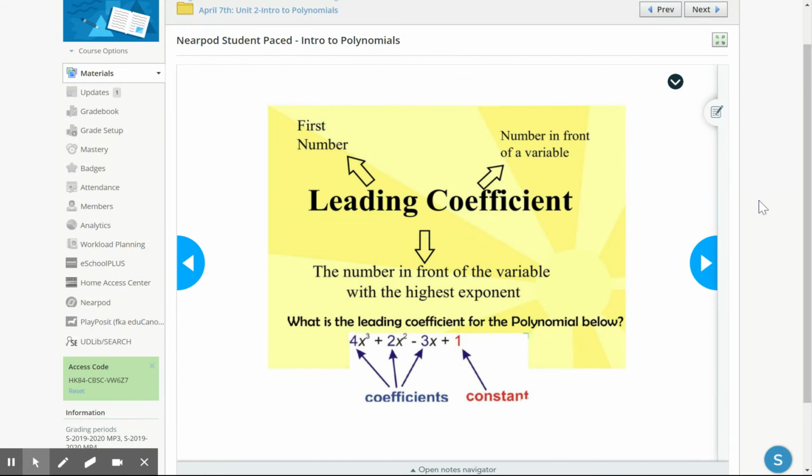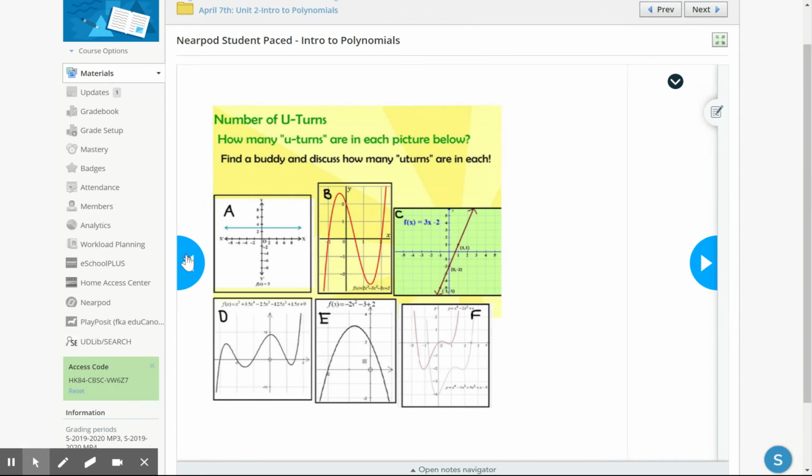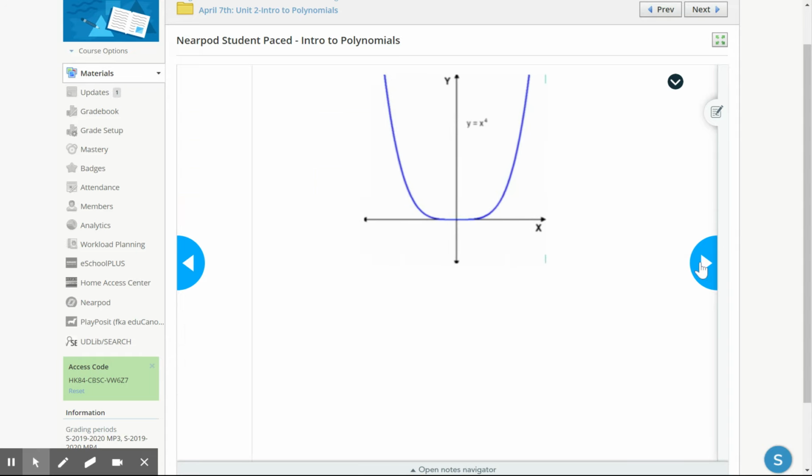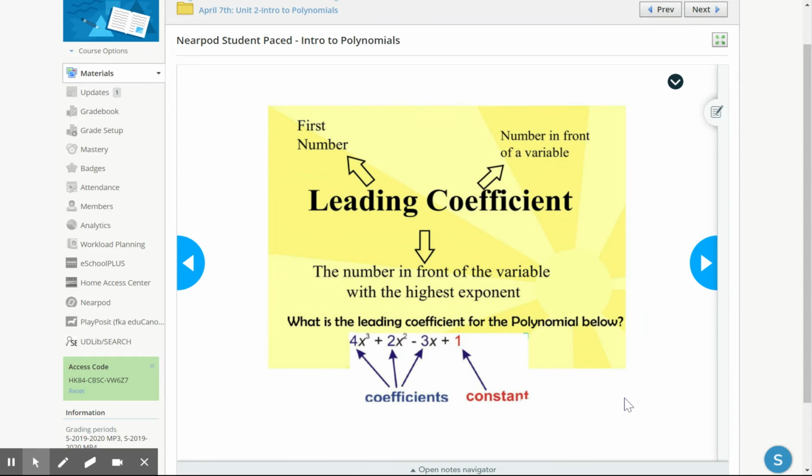So those are U-turns. So U-turns, you literally just look at the graph, and that is how you determine how many U-turns are in the graph. If you're looking at a graph, you count where it changes from increasing to decreasing, or you just count what I call the humps, and that tells you how many U-turns there are. But that's only if you have a graph. We'll come back to U-turns in a little while on our worksheet.